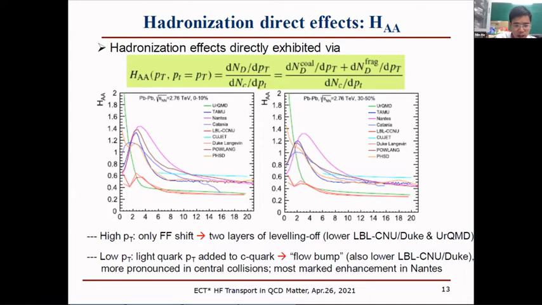At low pT, the light quark pT is added to the charm quark through coalescence. So again, you see a flow bump.